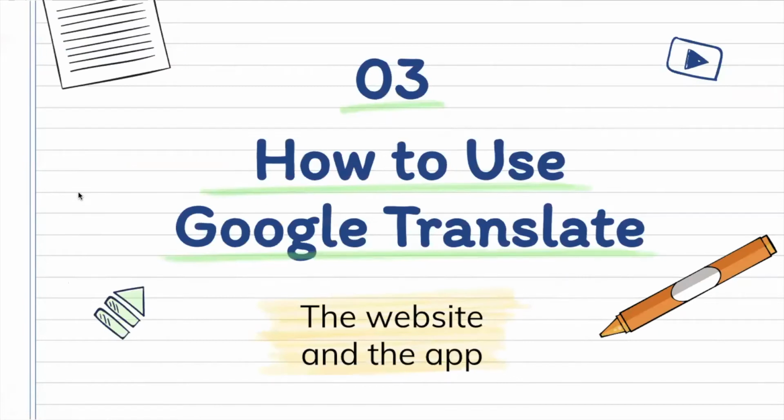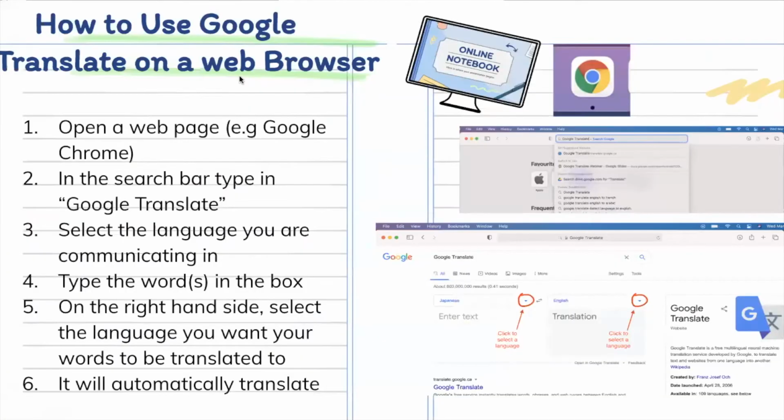3. How to use Google Translate, the website and the app. How to use Translate on a web browser. So first, you're going to want to open a web page such as Google Chrome or Safari. 2. In the search bar, type in Google Translate. 3. Select the language you are communicating in. 4. Type the words in the box on the right-hand side.